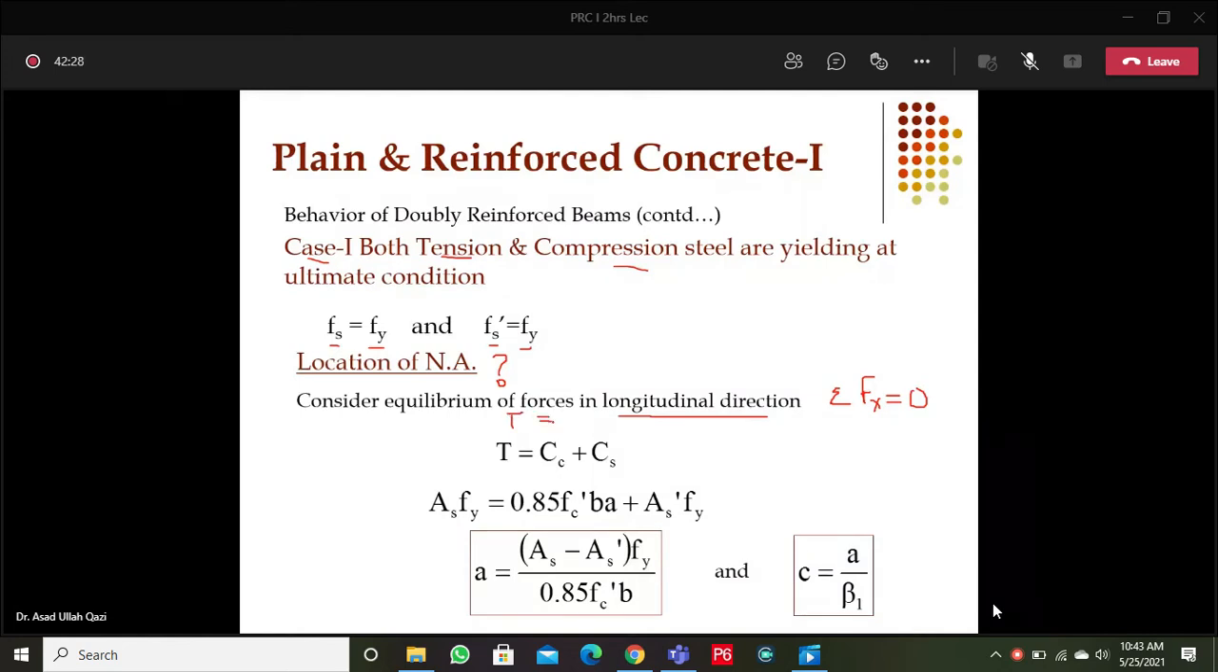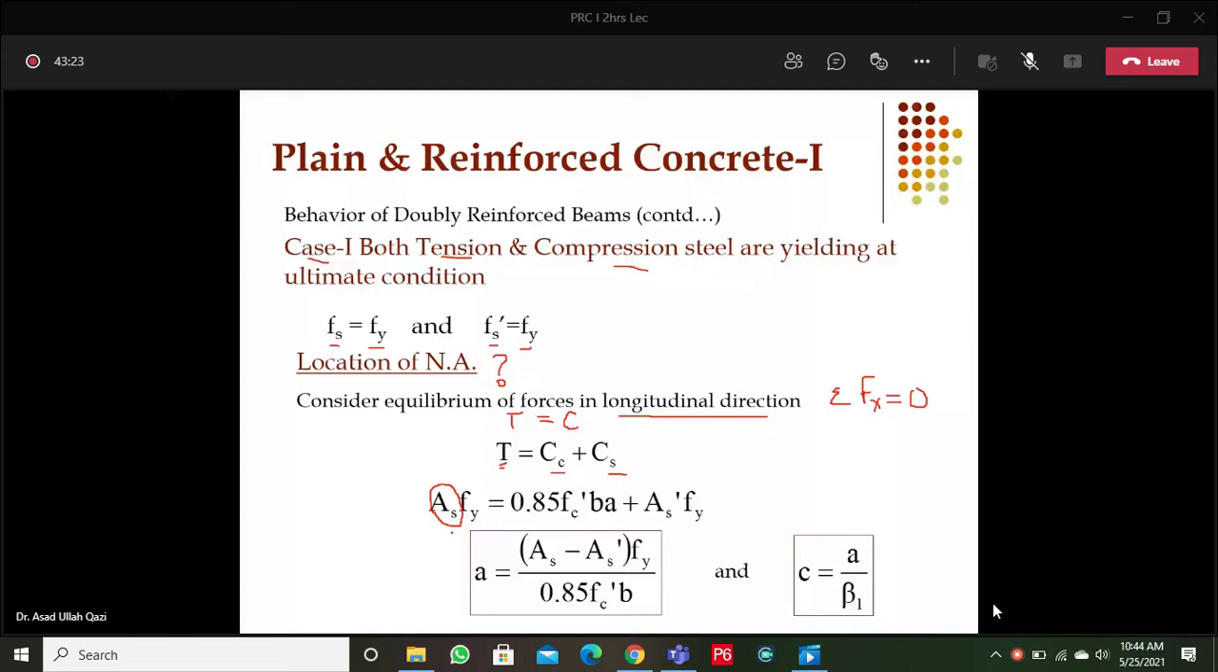like we did in singly beams. But now C has further two components, Cc and Cs. And T obviously has the area in tension on the tension side. So total area of steel on the tension side. So this As, don't get confused, this is the area of steel on the tension side. Some students make a mistake. They start mixing this area of steel with the total steel As plus As prime. So don't make this mistake. This As is the area on the tension side. So it is that area which is below neutral axis.